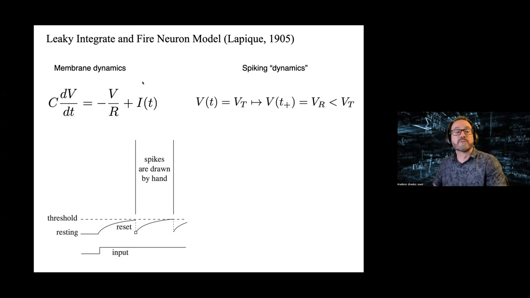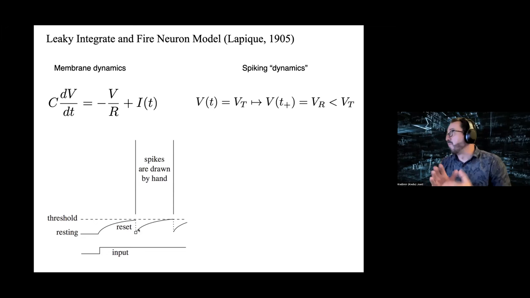You just put it in by hand. It doesn't fire on its own, but you put it in. We assume that when a threshold is reached, it fires an action potential, and the voltage is then reset back to zero, and it starts over and over again, right? And so that is the classical leaky integrate-and-fire neuron model. You can have that in the back of your mind as you think about these simulations.